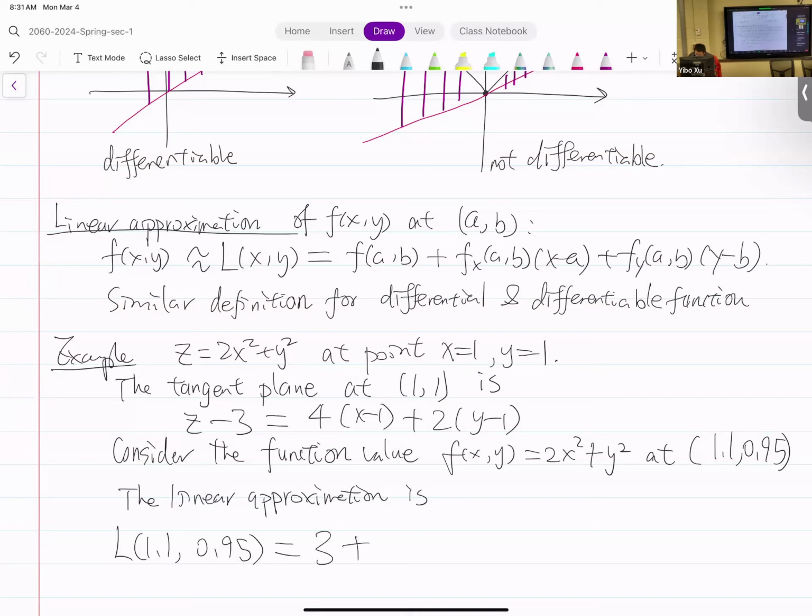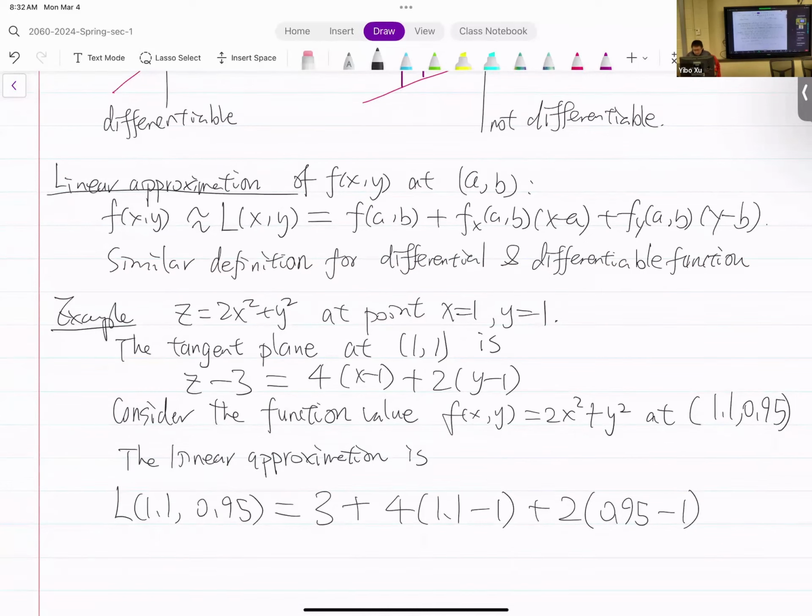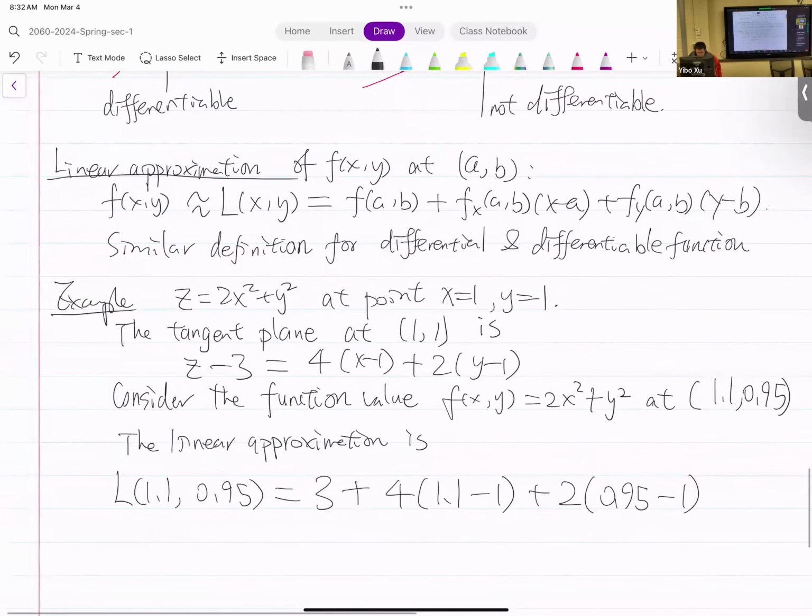Now we add 4 times, now the x value is 1.1 minus 1. So basically, it's just 0.1 units away from the original input, right? And plus 2, the current input is 0.95. It deviated from 1 by a really small amount. Okay, we just calculate. So this is 3 plus 0.4 minus 0.1. Just do the input differences and then multiply by the partial derivatives.